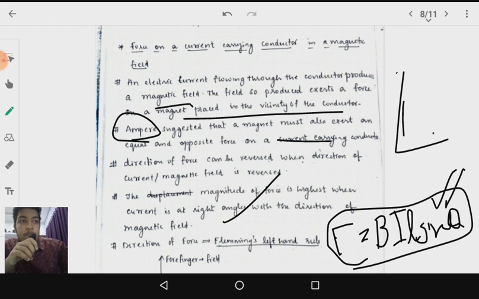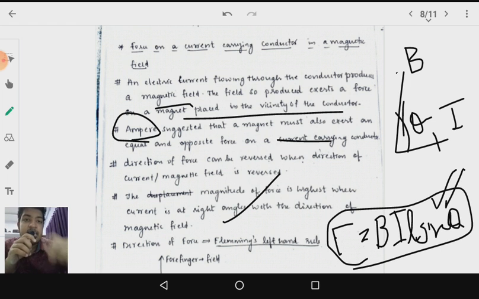B and I. This is B and this is I, and theta is the angle between B and I. Then force is given by BIL sine theta, and when sine theta is maximum, force is maximum. Sine theta is maximum when theta is equal to 90 degree, so F is maximum when theta is equal to 90 degree. That means B and I are perpendicular to each other.